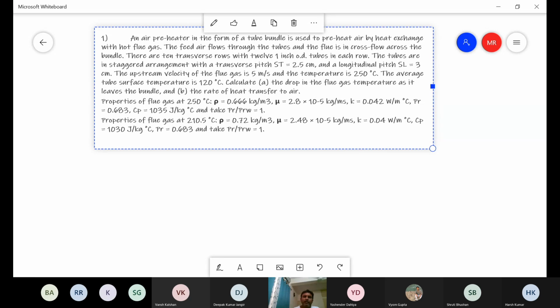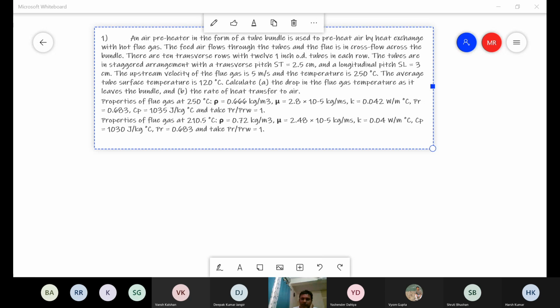3 centimeter. The upstream velocity of the flue gas is 5 meter per second and the temperature is 250 degrees Celsius. The average tube surface temperature is 120 degrees Celsius. Calculate the drop in the flue gas temperature as it leaves the bundle and the rate of heat transfer to the air. Properties of the air at 250 and 210.5 are given. Okay.